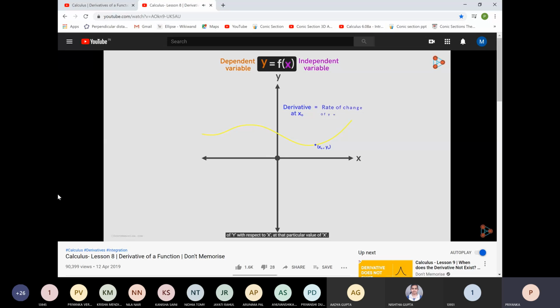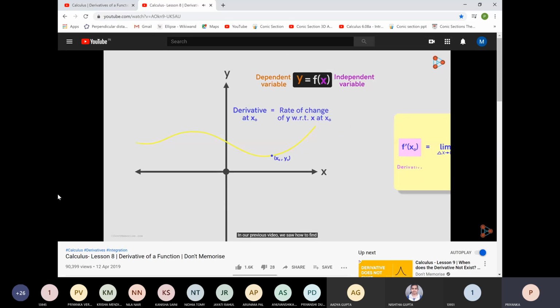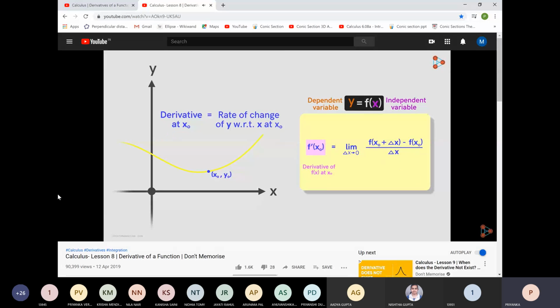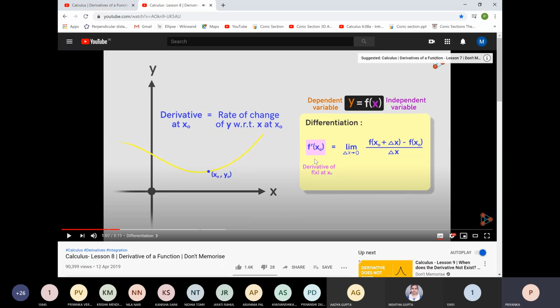What is the rate of change of y with respect to x at that particular value of x? That is how fast or slow the value of y changes with respect to x. In our previous video, we saw how to find the derivative of a function. The whole process is summarized like this, and it's called differentiation. So you can write it as dy by dx at point x naught y naught, and this is another symbol or representation. आप इसको f dash x naught भी लिख सकते हो.